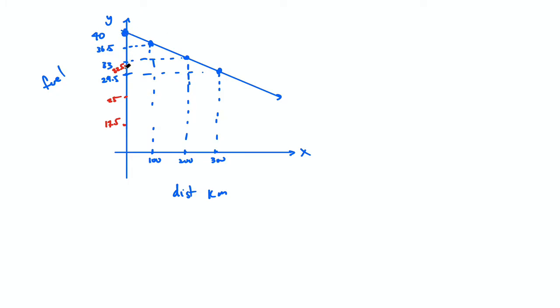a lot faster, because we're losing 7.5 liters per 100 kilometers. So at 100 kilometers, we're starting here as well, but we end up having only 32.5. Then after 200 kilometers, 25. And then after 300 kilometers, it's 17.5. So this is a different linear relationship going down.